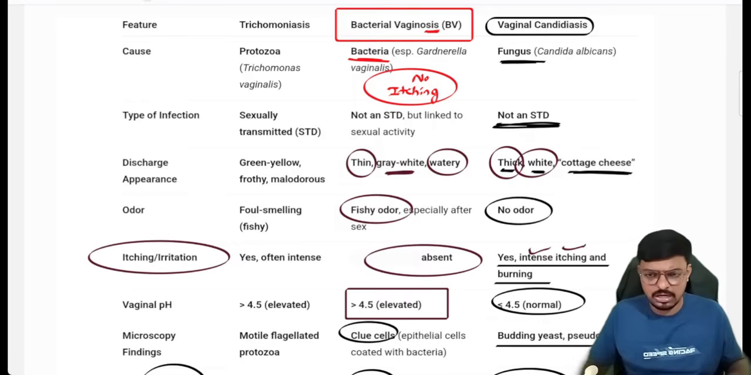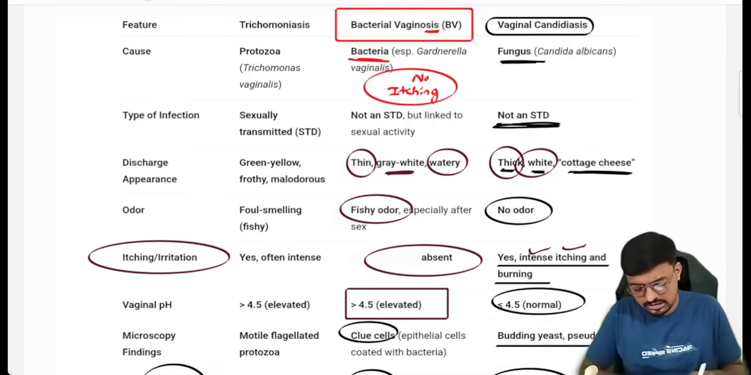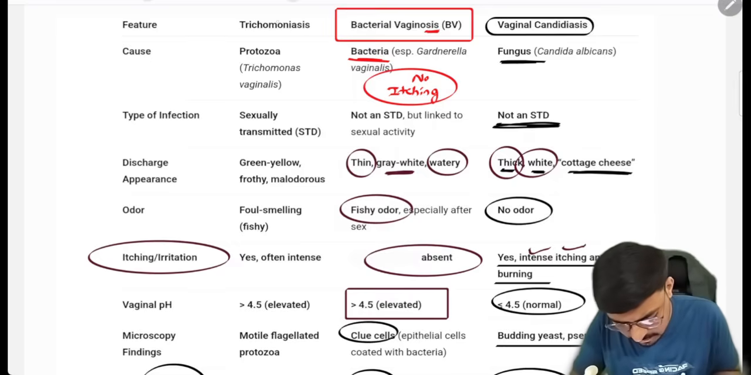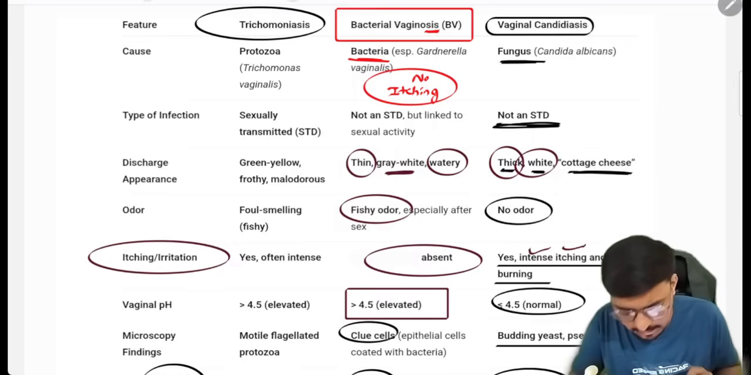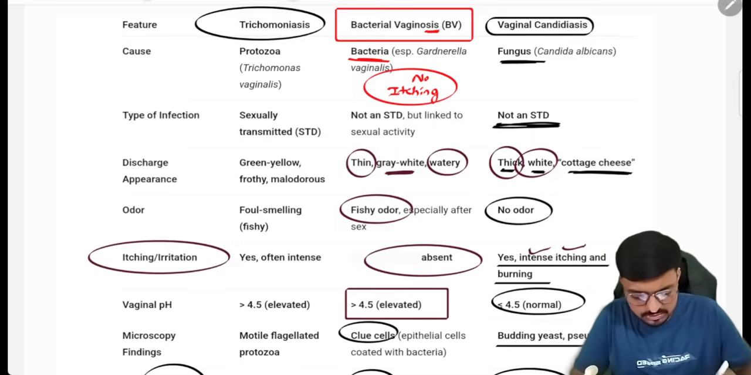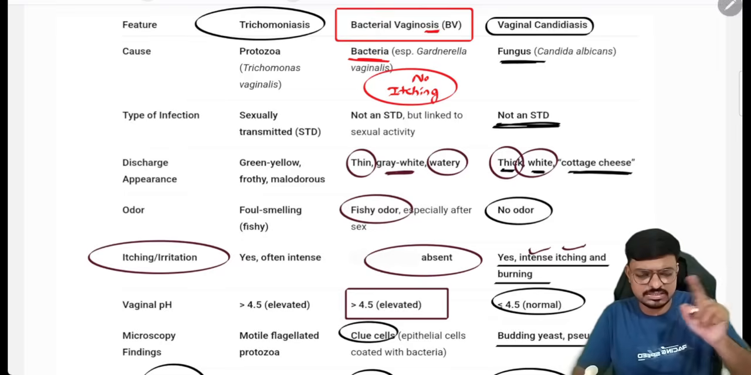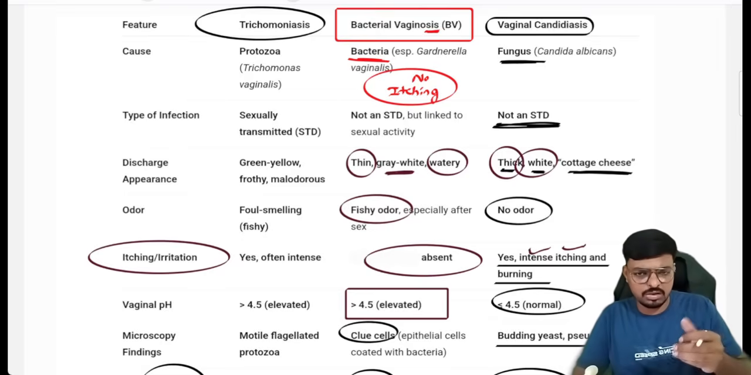So the next one, different from everything, is trichomoniasis. With trichomoniasis you will not have any confusion because the discharge will have a different color here. In bacterial vaginosis and vaginal candidiasis the discharge is white, so we go for the next thing, whether itching is there or not. Itching is there, that is vaginal candidiasis. No itching, bacterial vaginosis.